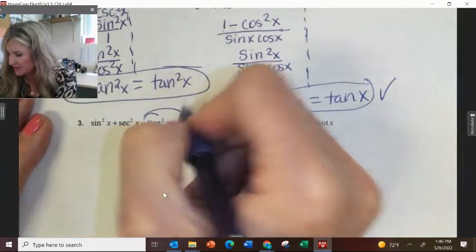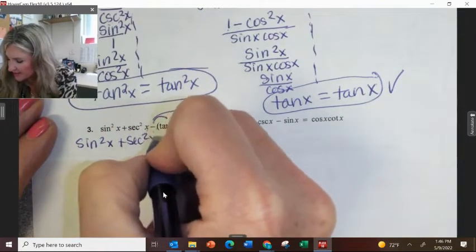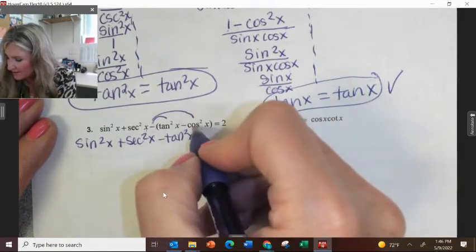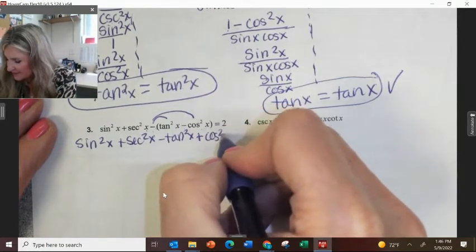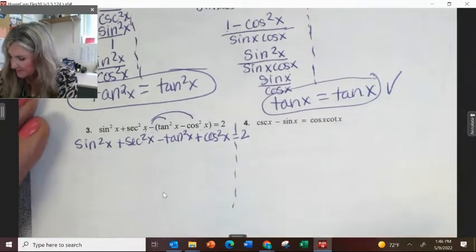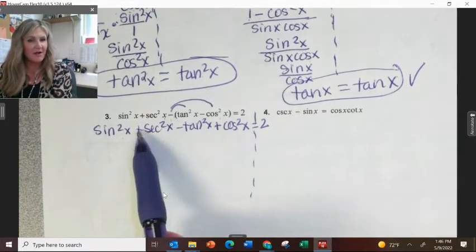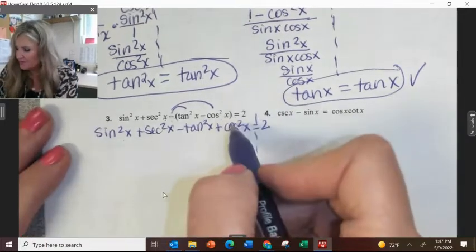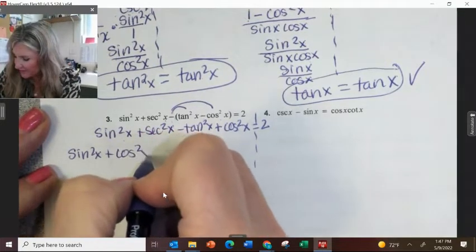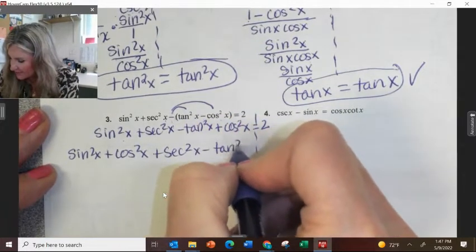All right, so watch, guys. We're going to distribute this negative through. This doesn't change. This doesn't change. Minus tangent squared x. And then what? Plus cosine squared x. And I'm trying to get this to equal 2. So now I can rearrange this however I want. It's addition and subtraction. So what I'm going to do is put this over here: sine squared x plus cosine squared x plus secant squared x minus tangent squared x.